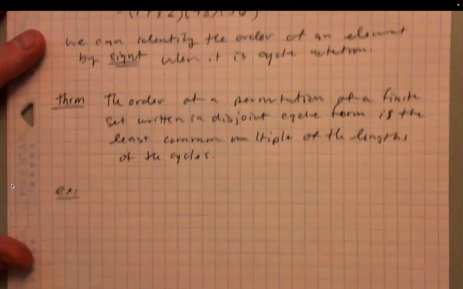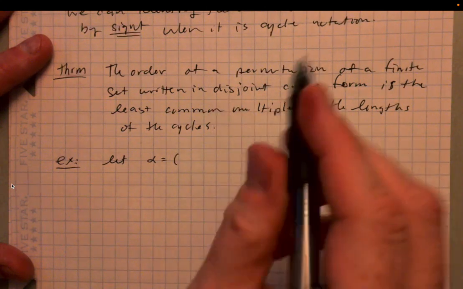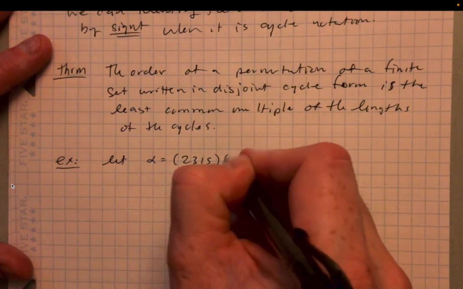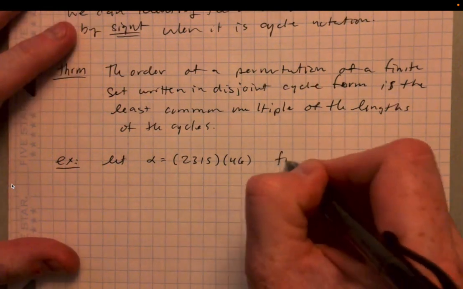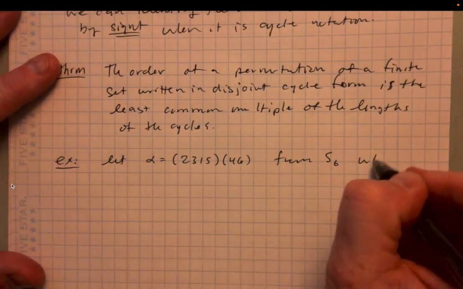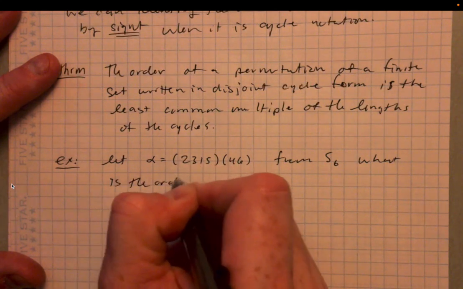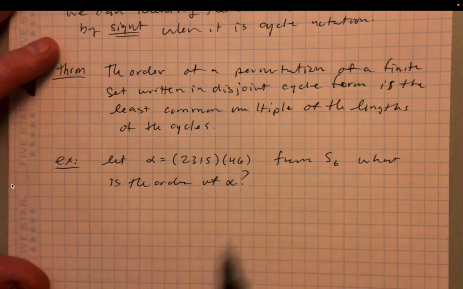What do we mean by this? Well, if we let alpha equal 2, 3, 1, 5, and then 4, 6, this is going to be a permutation in S6. Well, what is the order of alpha? Remember what the order means. How many times do you have to perform the operation to get back to the identity? What's the order of alpha?